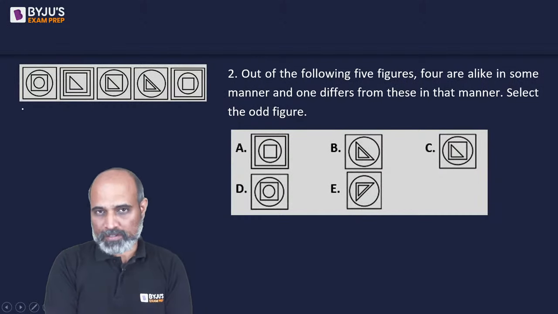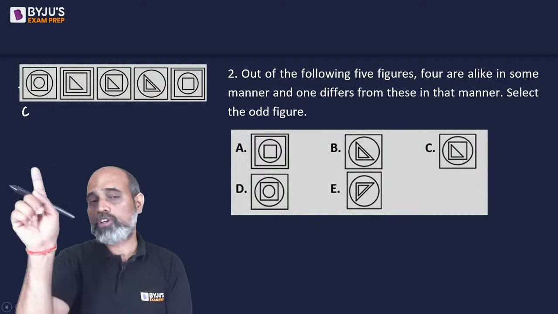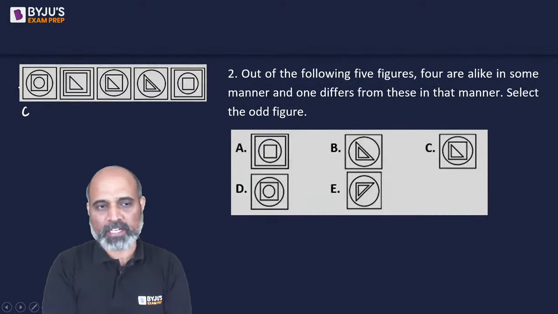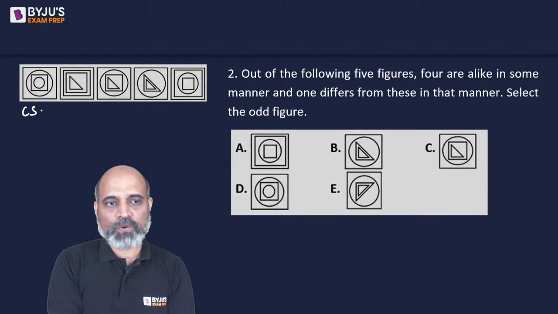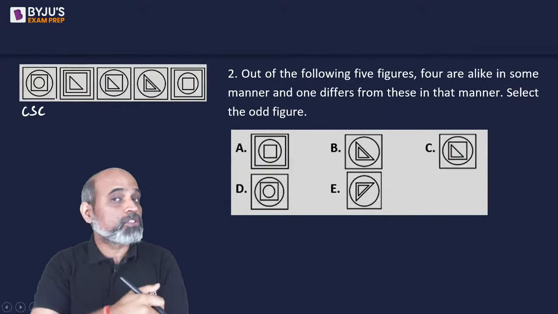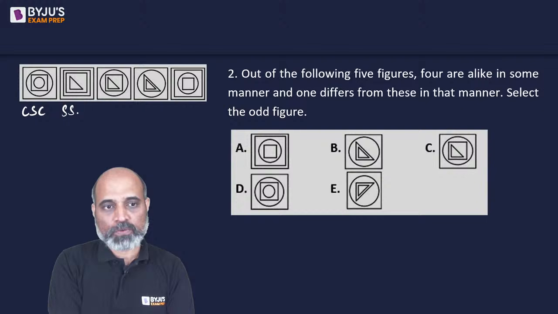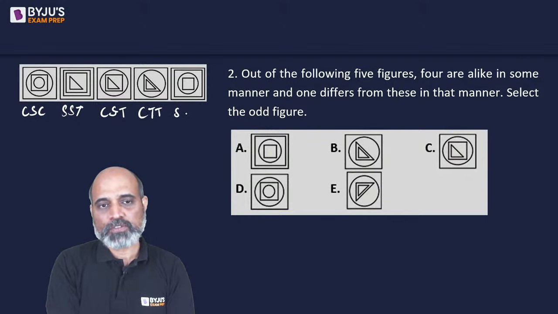If I use abbreviations for this, let's not count the outer square. Let's ignore that. So we have a circle, then a square, then a circle as we move from the outer side, the larger figure, towards the smaller figure, towards the center. The next one we have square, square, and then a triangle. The next one we have a circle, square, and then a triangle. The next one we have circle, triangle, and triangle. The next one we have square, circle, and then square.